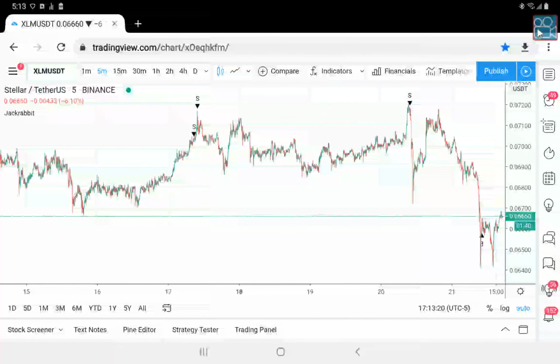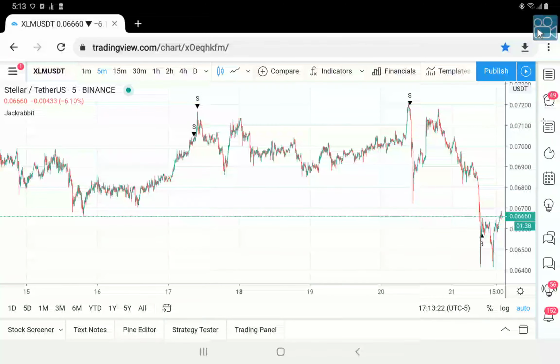Hello, in this video I'm going to talk about confirmation bias and confirmation crossover. For the main Jackrabbit indicator there is a separation, but for the modulus framework they are one and the same.